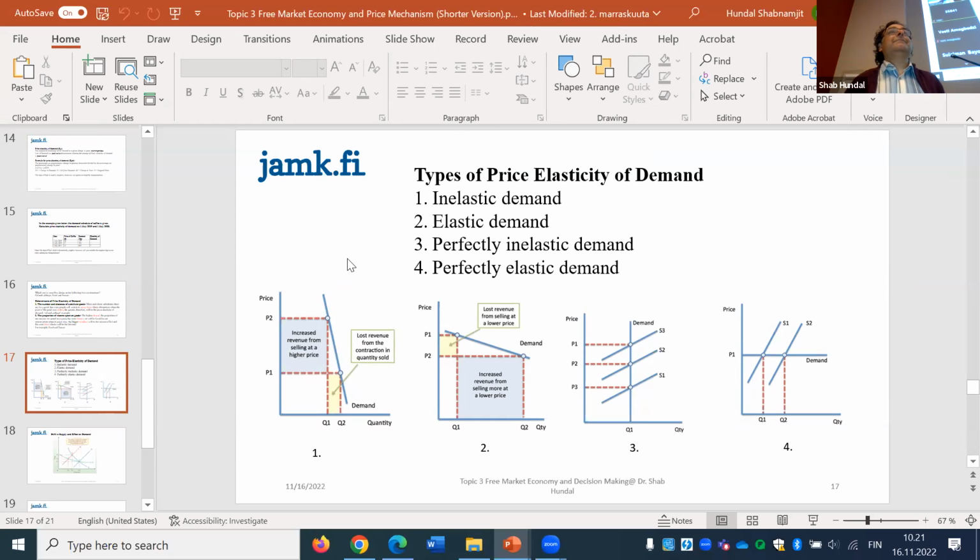Why so? Any ideas? Because of the change, I shouldn't say increase or decrease, I should say change. The change in price, look at this jump from this price to this price. And look at the shift in the quantity demanded. There's a very minuscule change in the quantity, but there's a massive increase or decrease in the price. That will help you to make this type of demand curve, which has a very big slope.